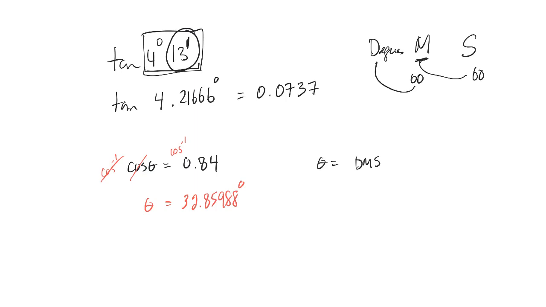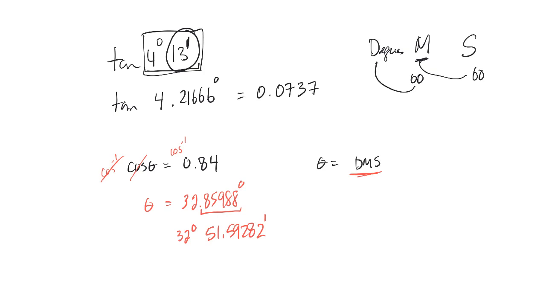But if they want the answer in degrees, minutes, seconds, then what I have to do is take this part off and times it by 60, and that'll give me my minutes. So take that off, times by 60, and that gives me, so I have 32 degrees, and then I have 51.59282 about, and that's minutes.